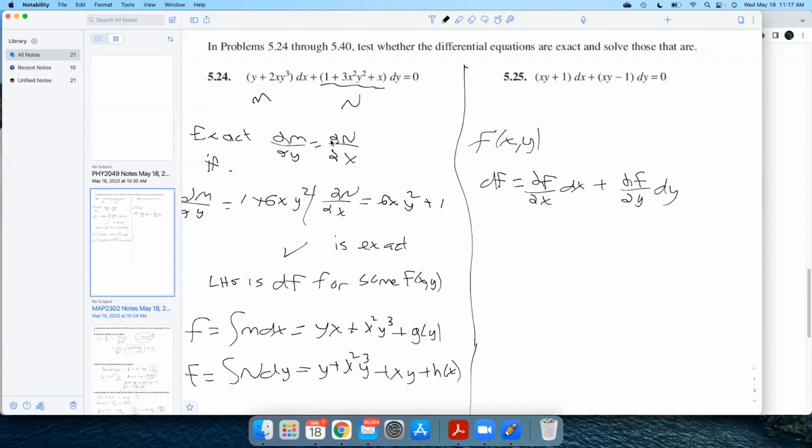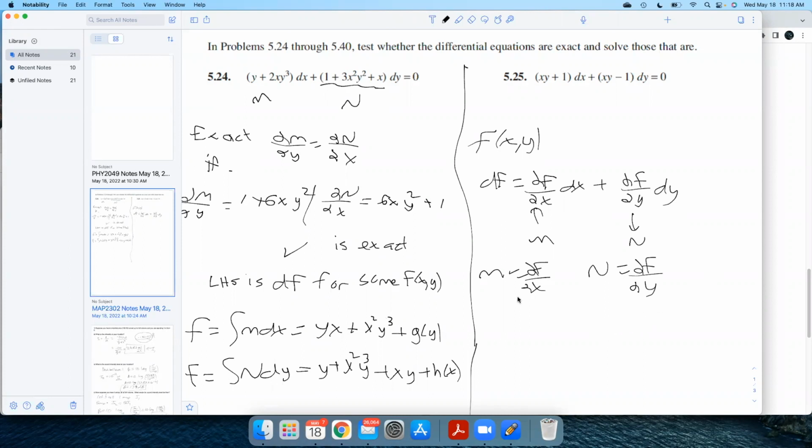We are saying that this guy right here is m, and this guy right here is what we called n. So that's saying that m is the partial derivative of this function we're looking for with respect to x, and same for n with respect to y.